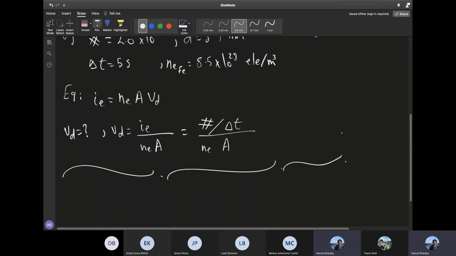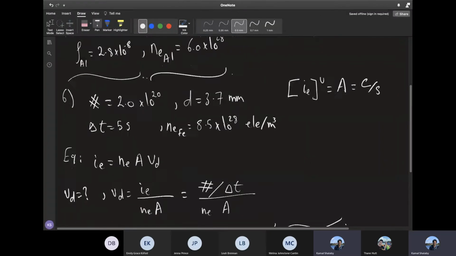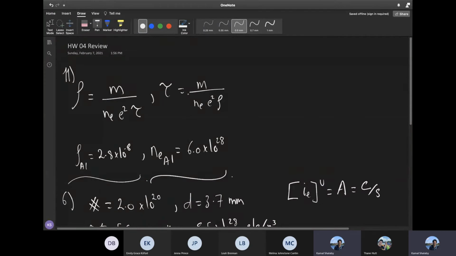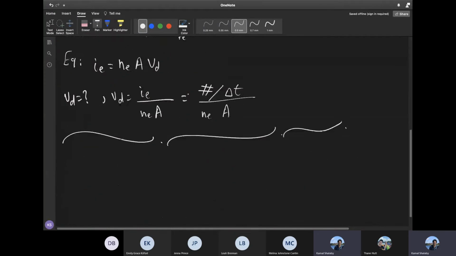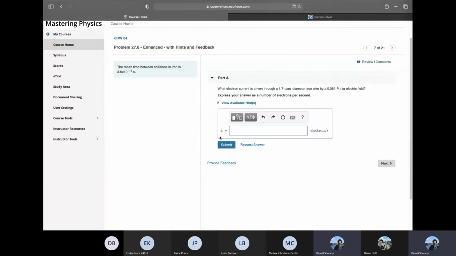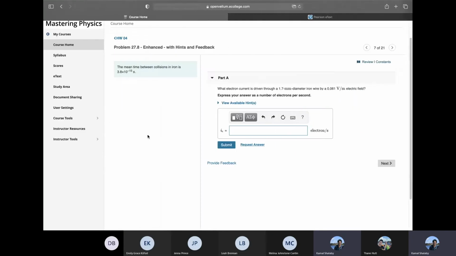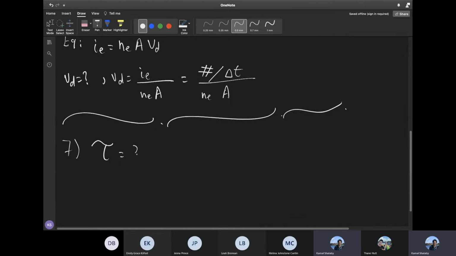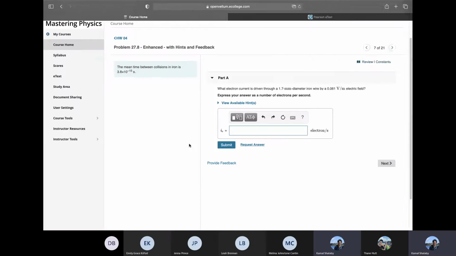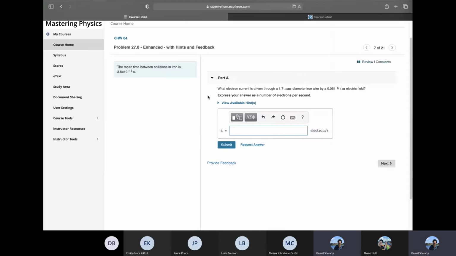Okay. So from what I saw, the mean time we can find using this equation. So I think we're pretty much set here. So 7, is that the question? No, that's not the question. Okay, so yeah, we do have the mean time. Tau is equal to 3.8 times 10 to the power of negative 15, was it? Seconds. Yes. Okay, so this is our mean time.